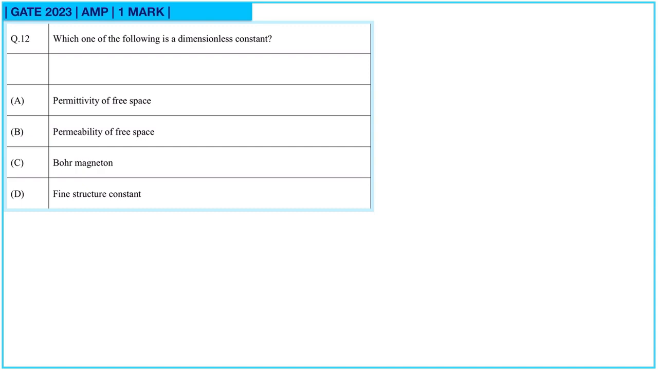Question number 12. Which one of the following is a dimensionless constant? Permittivity of free space, permeability of free space, Bohr magneton, fine structure constant. Now the fine structure constant alpha is 1 upon 137, which is simply C by the first Bohr orbit velocity V1. So this is velocity upon velocity, so it is dimensionless. So option D is correct.